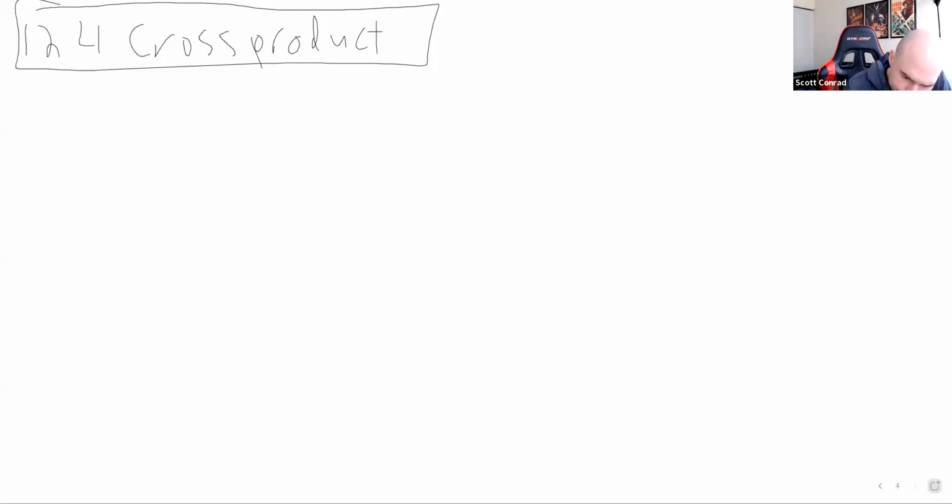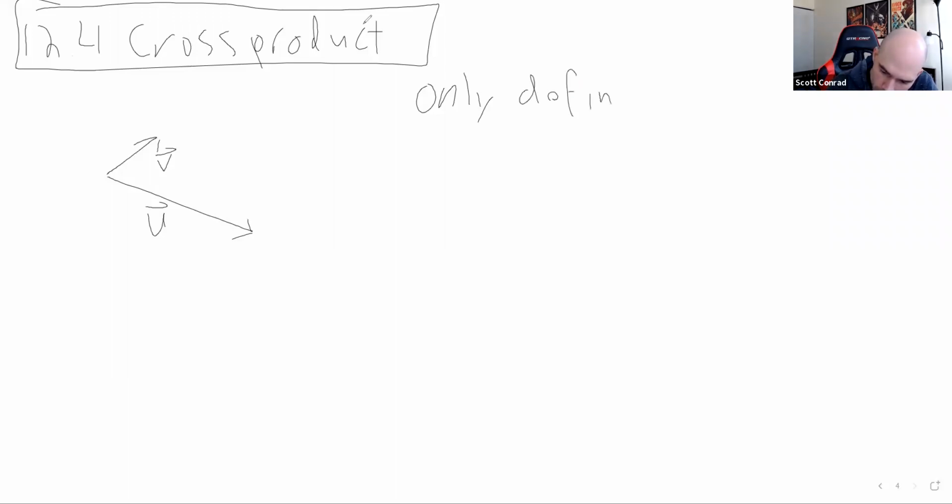Before I define the cross product, we kind of have to talk about a few things. Suppose this is our vector. No, I want that to be v actually. V, and that's our vector u. So the cross product is only, I want to emphasize this, only defined for vectors in R3.